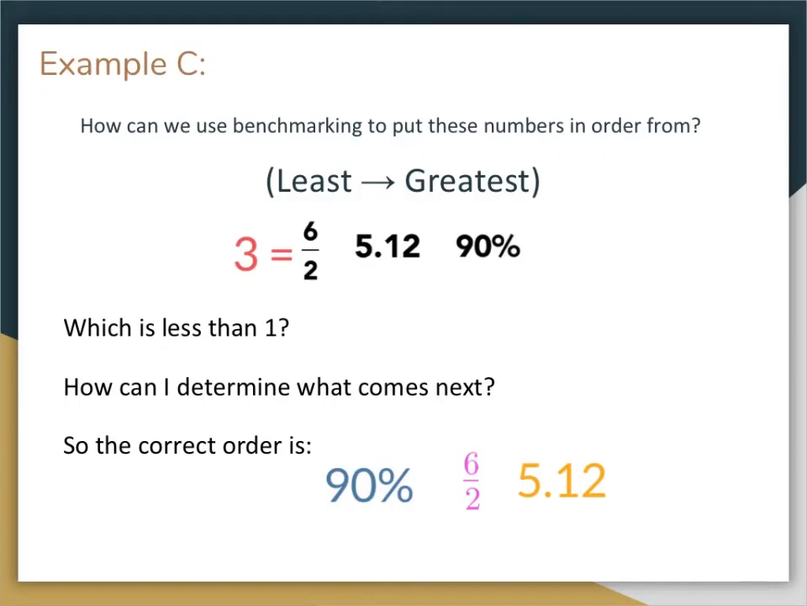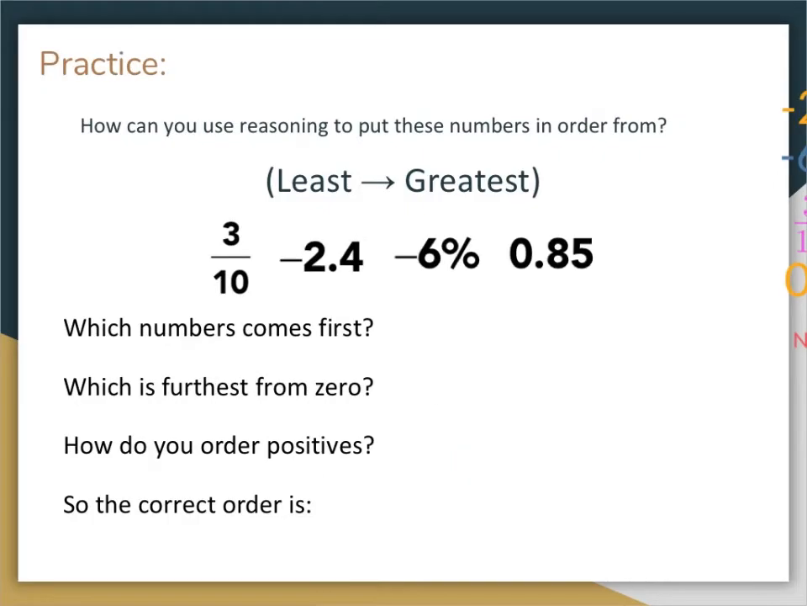Let's take a look at the last example. So this one says practice, but I think we're going to practice together. It says, how can you use reasoning to put these numbers in order from least to greatest? So again, I got 3/10, -2.4, -6%, and 0.85. So I've got some negatives and some positives here. So when I'm putting numbers in order from least to greatest, which kind of numbers should come first? Well, in this case, I should put the negatives first, right? The negatives are automatically going to be smaller than the positive numbers, no matter what.